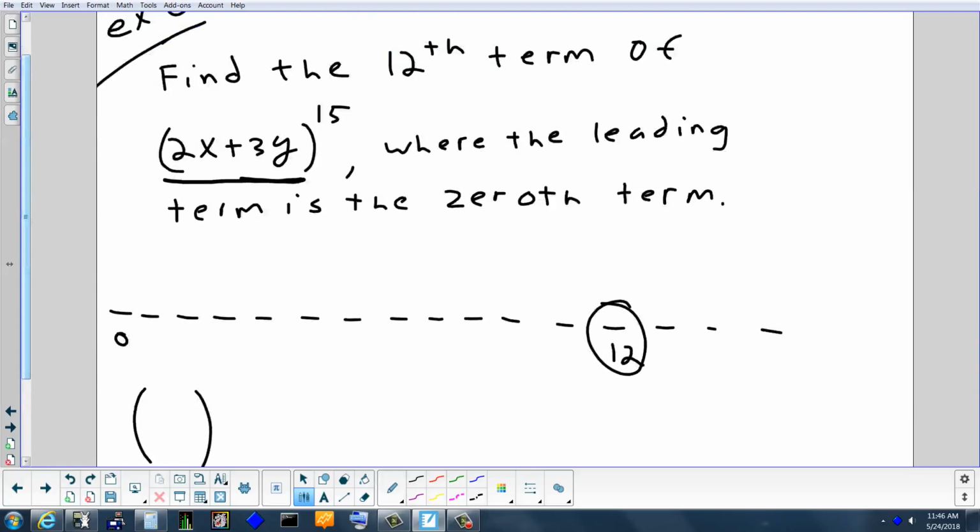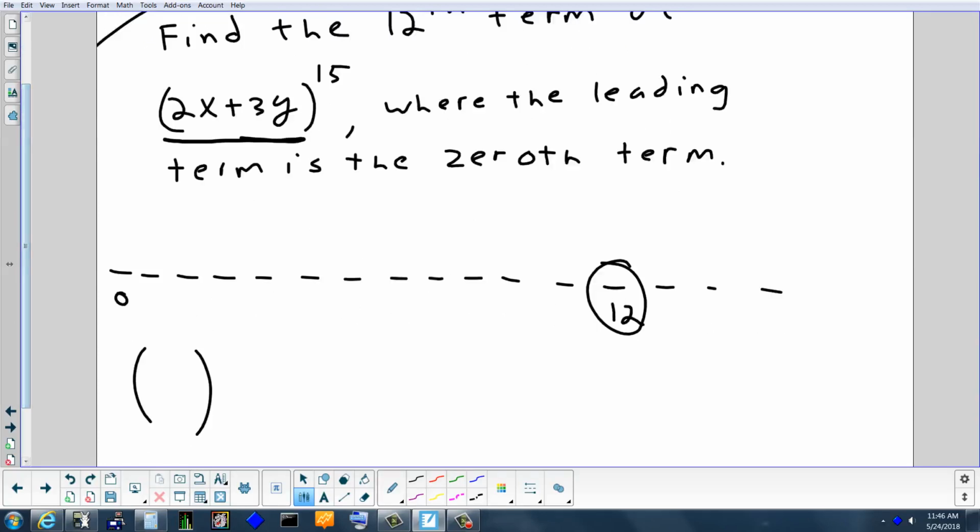15 choose 12. So we have to figure that out, and that's what we just did before. Now we just have to figure out what's up with the 2x and the 3 to the y. I know they're each going to be part of the final answer because I'm not at the beginning or at the end, so each one of those is going to have an exponent. Once I know one of them, the other one just has to add up to 15, because the two exponents always add to 15.